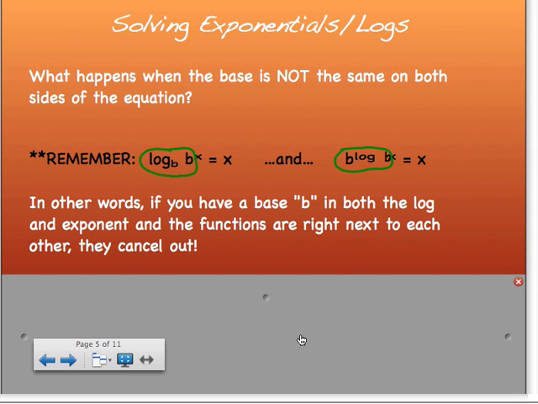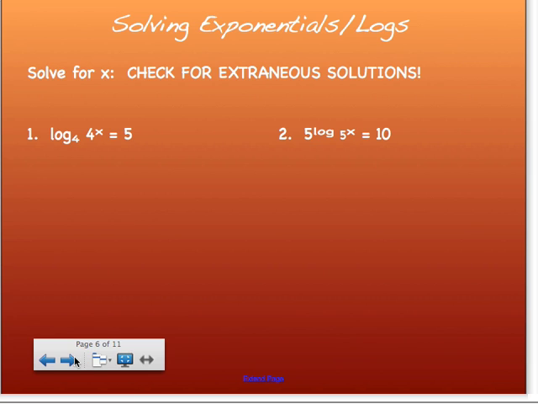In other words, if you have a base b in both the log and the exponent, so they're both the same base, and the functions are immediately next to each other, I know the log and the exponential are going to cancel out, and you're just left with the x value that's remaining. So let's take a look at this. Notice again, I want to check for extraneous solutions. I don't want to screw this up.